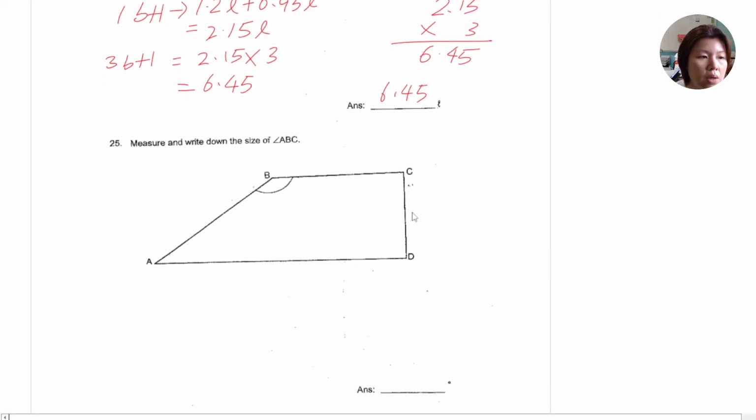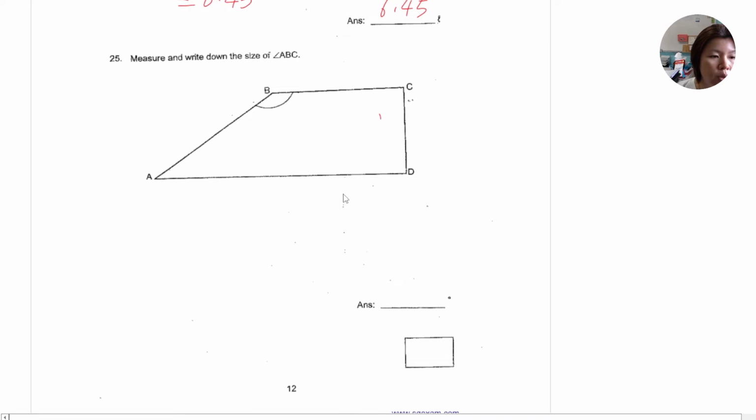Okay, so next one, measure and write down the size of angle ABC. We need to use a protractor. So by placing your protractor at angle B, you will realize that the angle is actually 145. This is an obtuse angle.